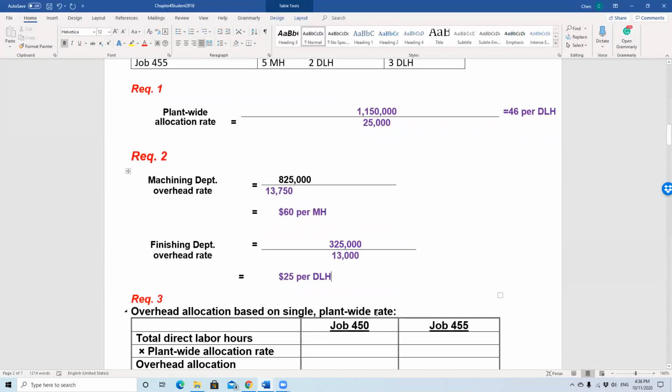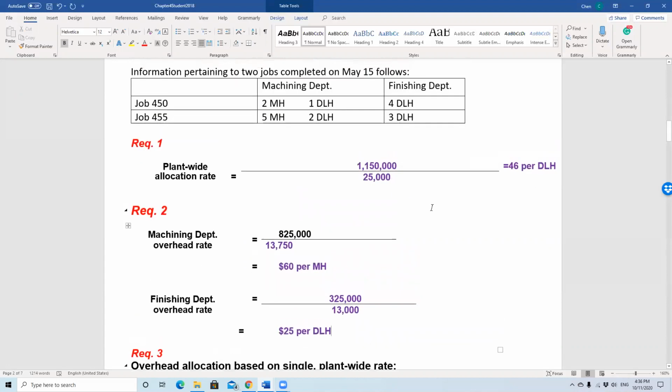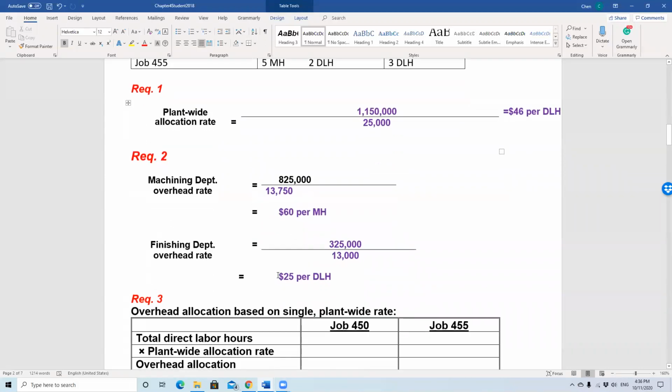Okay, so now you can see that the plant-wide rate is $46. However, the predetermined overhead rates are different for the two departments. You can see that it's $60 per machine hour in the machining department, but only $25 per direct labor hour in the finishing department.